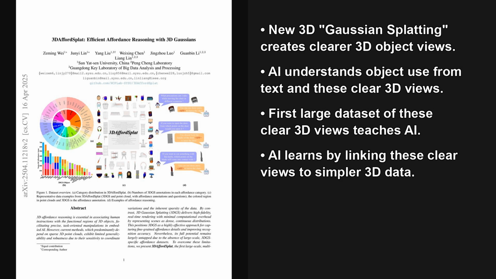So, seeing AffordSplatNet handle those real-world objects really brings its potential into focus. The key here is that efficient 3D affordance reasoning, using those 3D Gaussian splatting techniques and the new dataset they've built. This work really helps advance how AI can understand object use in 3D space from our language commands, paving the way for much more natural human-robot interaction.